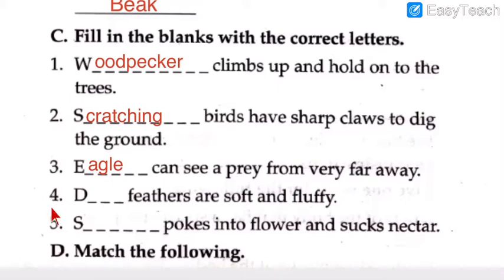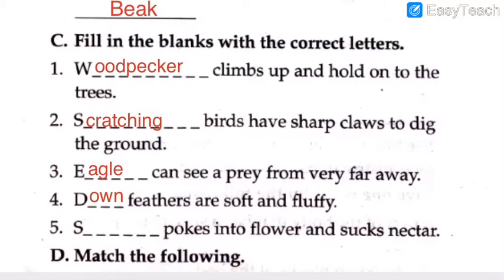Okay. Number 4. D dash feathers are soft and fluffy. So which feathers are soft and fluffy? If you remember, 3 types of feathers were there. Out of them, which feathers had this characteristic given here? Soft and fluffy. I'll give you the hint. Was it a body feather, down feather, or flight feathers? So the correct answer is obviously down feather, because D is written in the beginning. So DOWN, down feathers. Down feathers are soft and fluffy.